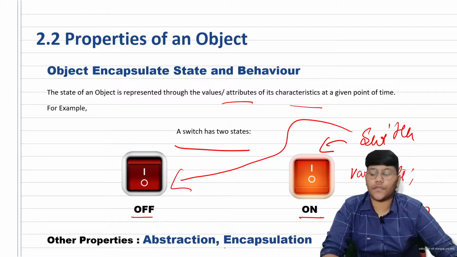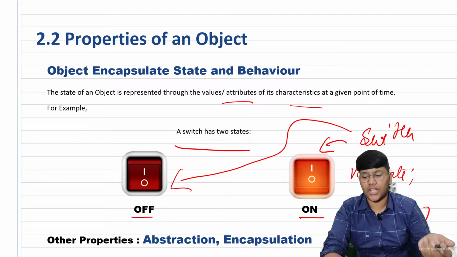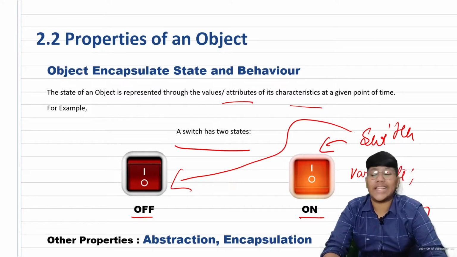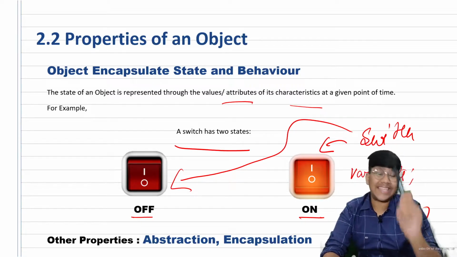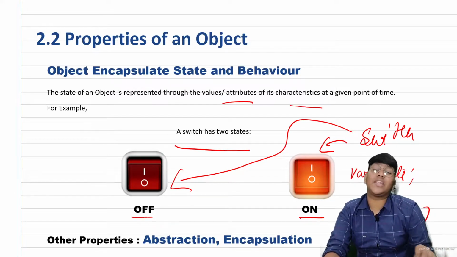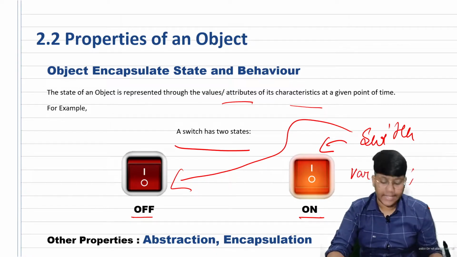Other properties of an object are abstraction and encapsulation. An object helps in abstraction, and encapsulation as well, because an object encapsulates a lot of data inside it, and it encapsulates a class inside it.